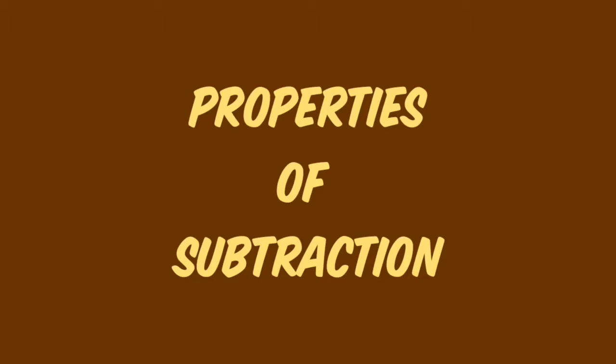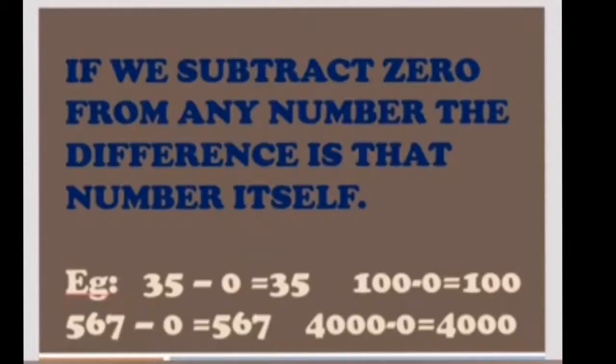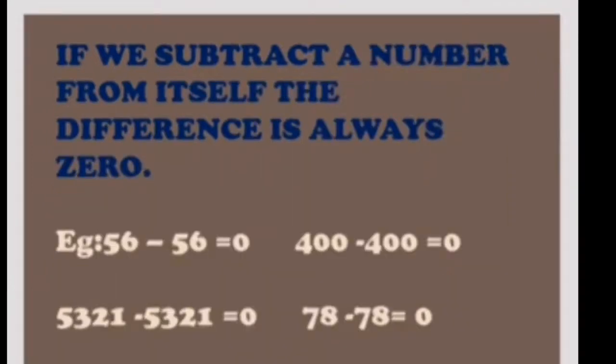Next topic is properties of subtraction. There are two properties. First one is the zero property. If we subtract 0 from any number, the difference is the number itself. Example, 35 minus 0 is 35. And the next property is the same number property. If we subtract a number from itself, the difference is 0. Example, 53 minus 53 is 0, 56 minus 56 is equal to 0, like that.